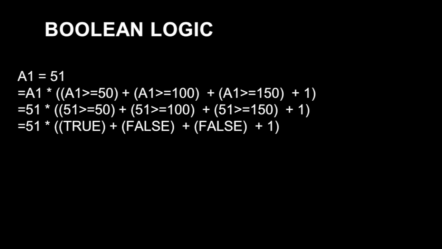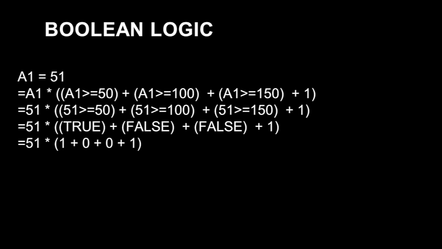Excel likes to treat trues and falses as ones and zeros, you know, in binary. So this is what is going to happen. It's going to turn those trues and falses into ones and zeros, and it's going to add that value up. And we see that 51 is multiplied by 2, which is correct based off of our problem statement, and equals 102. So that's how Boolean logic works.